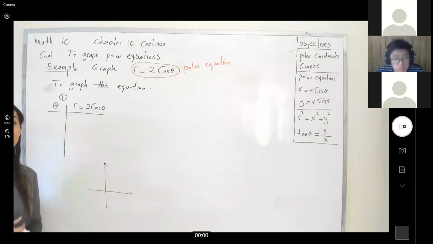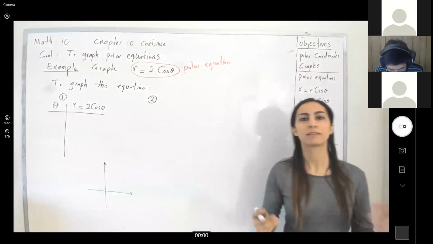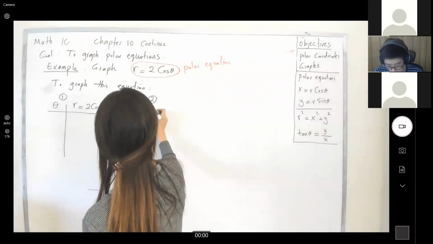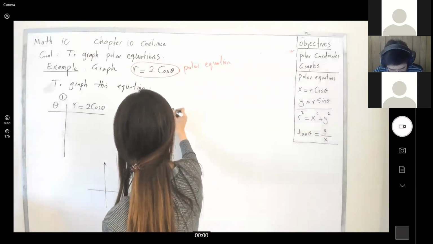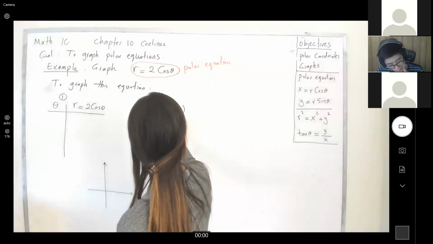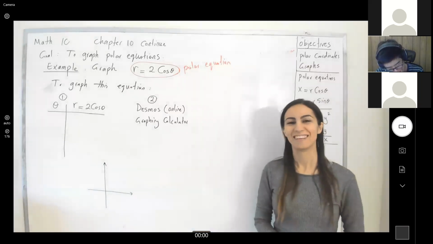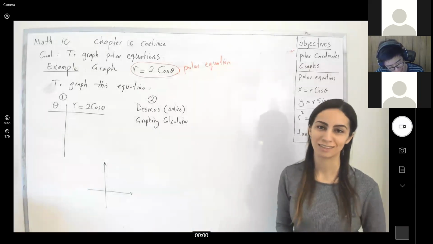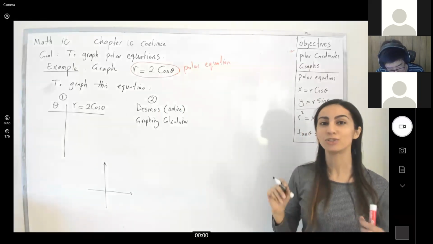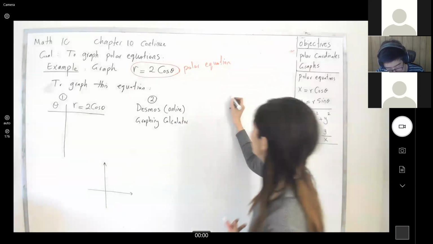So point plotting is your first option, but you need to have a lot of time to be able to get a precise graph. The second option that you have is to use Desmos, a graphing calculator, or any online website or graphing calculator to graph it for you. But as a calculus student, you should be able to convert this equation into a Cartesian equation. This is a skill that you need to have.